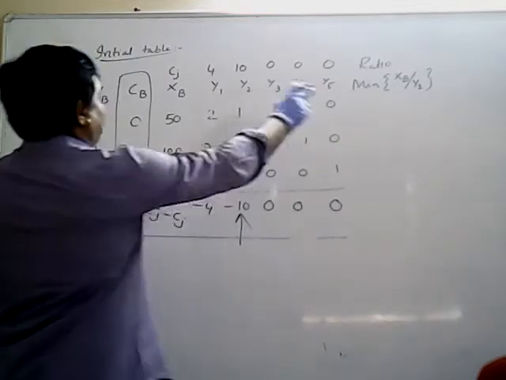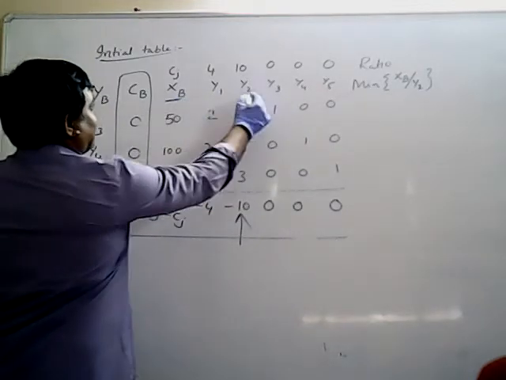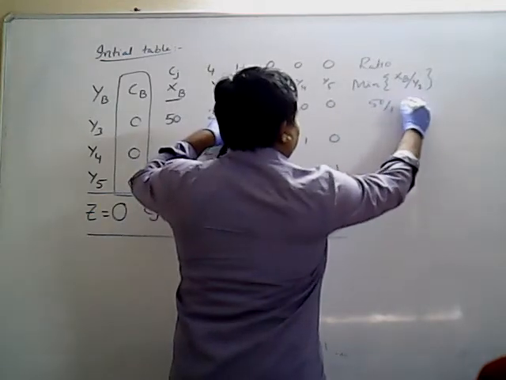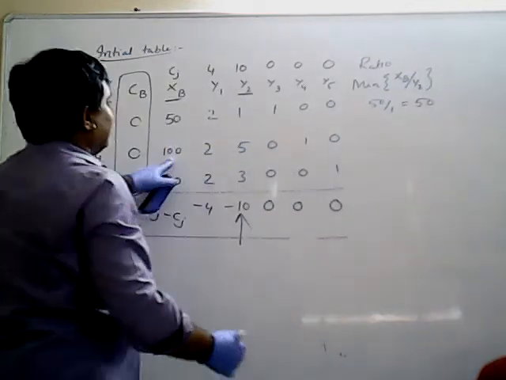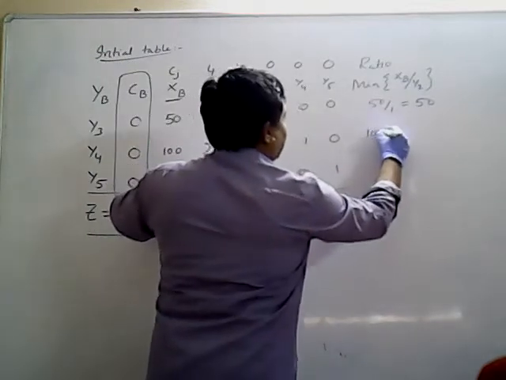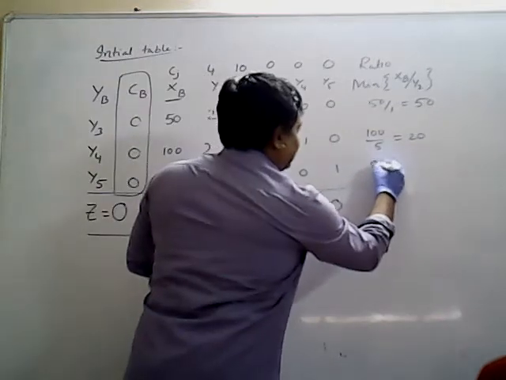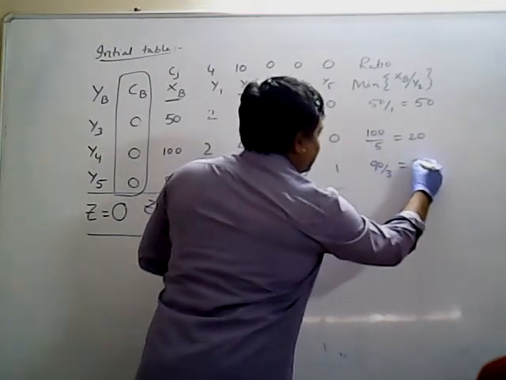Now I will apply the formula. This is XB, and this is the entering column Y2. So 50 divided by 1 is 50. Next, 100 divided by 5 is 20. Next, 90 divided by 3 is 30.